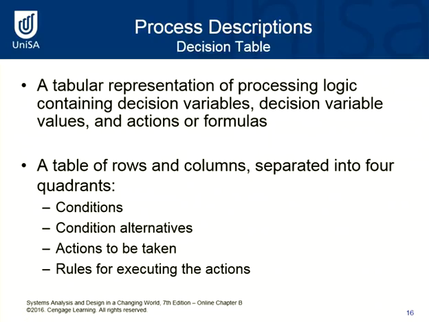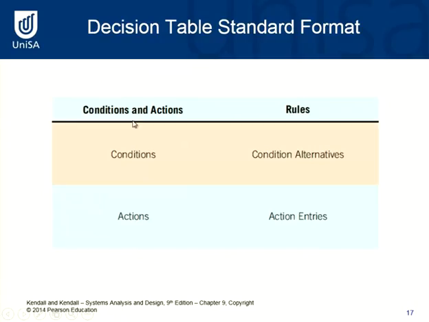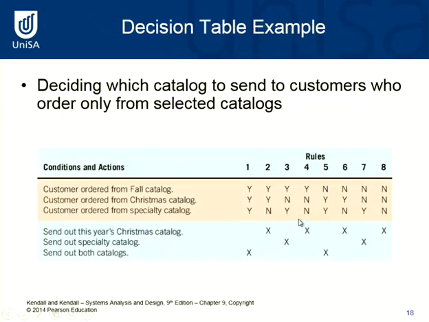So we've got a bunch of conditions, how many alternatives we can have for those conditions, what are the actions that we perform based on those conditions, and which rules get fired based on which conditions get satisfied. I'll show you about that in a little bit more detail now. So we've got our conditions and actions. Conditions, top left, actions underneath. Our rules, we have the condition alternatives, and we have the action entries. Let's have a look at that in terms of an example. This decision table example shows you basically deciding which catalogue to send to customers who order only from selected catalogues.